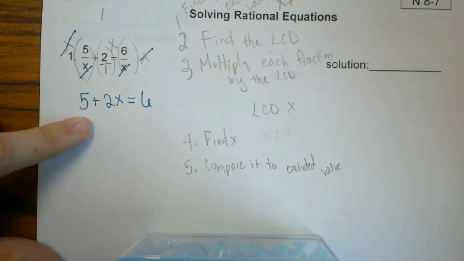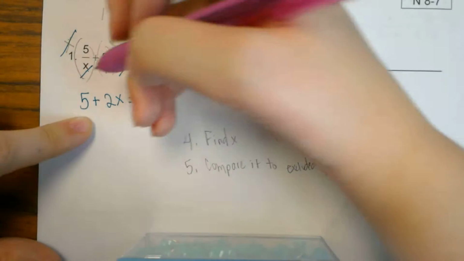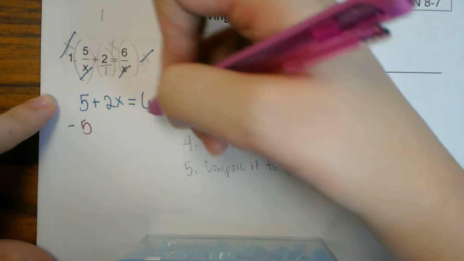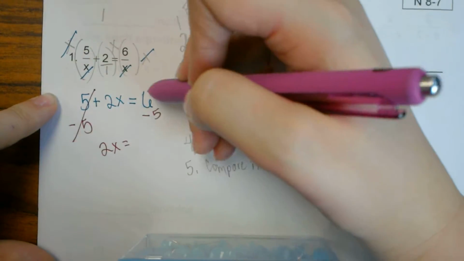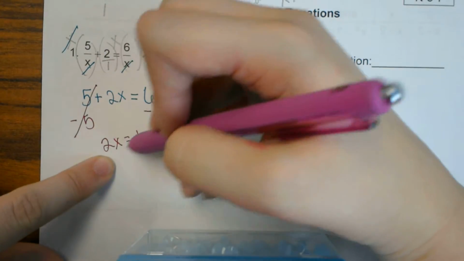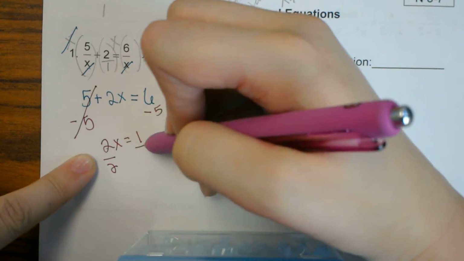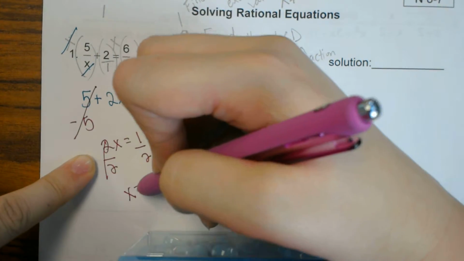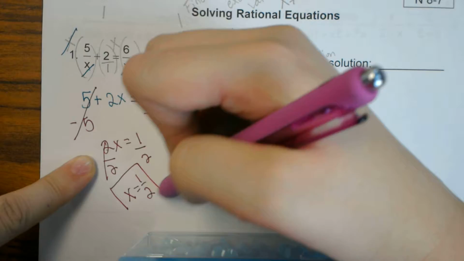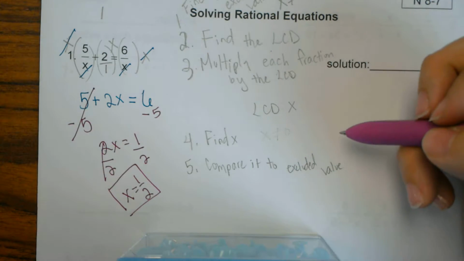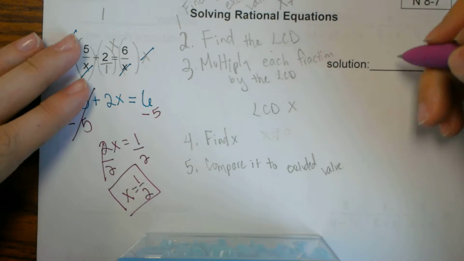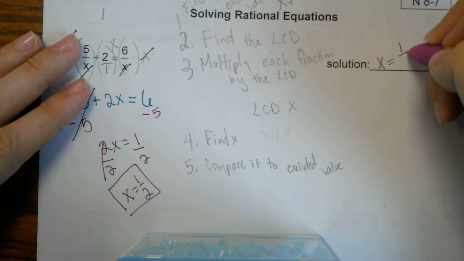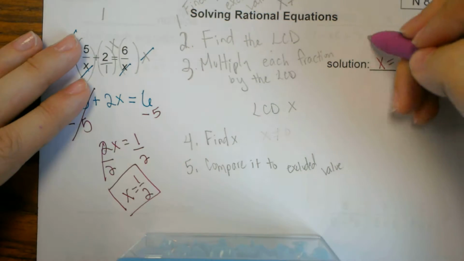So now I need to find x. I need to rearrange my equation to get 5 on this side. So I have 2x equals 1. So 2x equals 1, divide by 2. I get x is 1/2. My last step, compare it to the excluded value. So 1/2 is not 0, so I'm good. The solution is x equals 1/2.